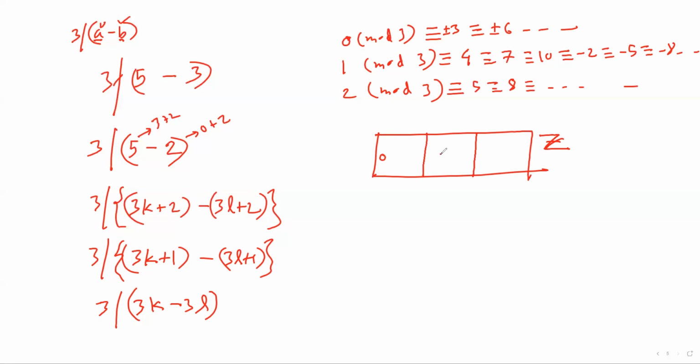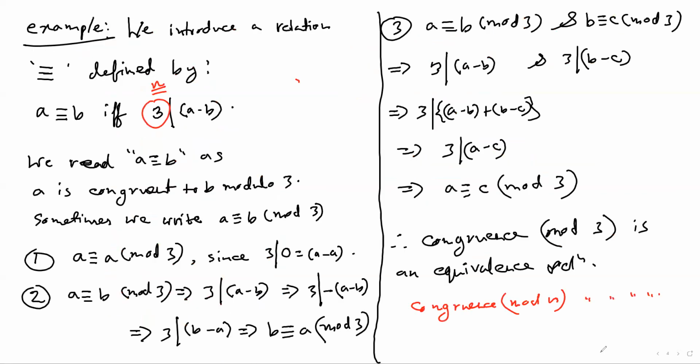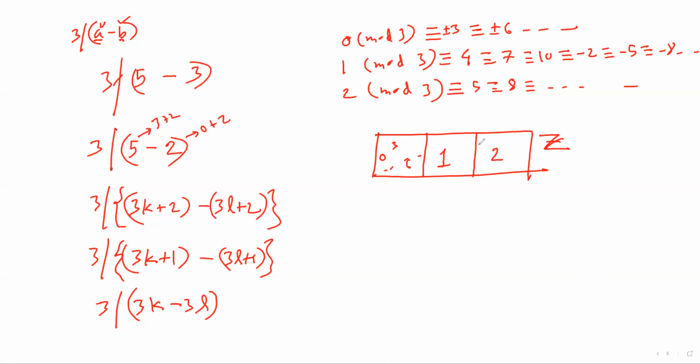The second class contains all the numbers that are congruent to 1, and the third one contains all the numbers that are congruent to 2. So we have 3 somewhere here, 6 somewhere here, and so on. So the entire set of integers is partitioned into 3 mutually disjoint classes. The same concept we discussed here, that any equivalence relation is going to divide a set into mutually disjoint classes. In this example, we got 3 classes.